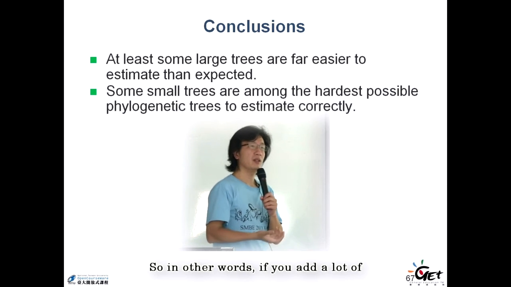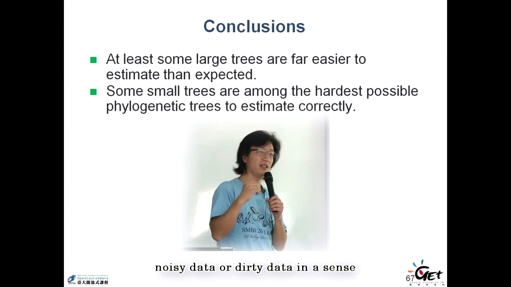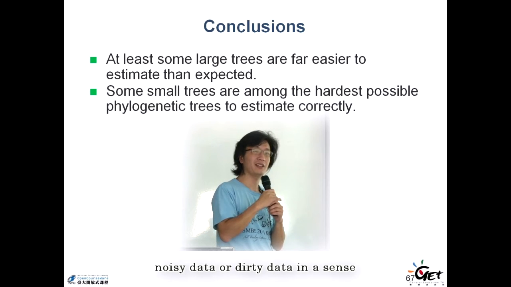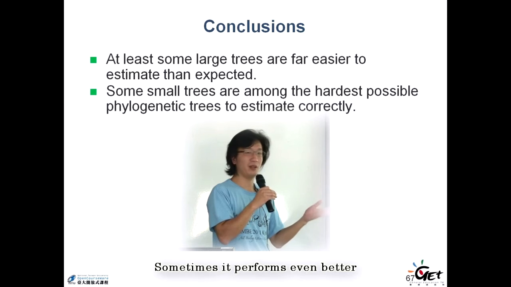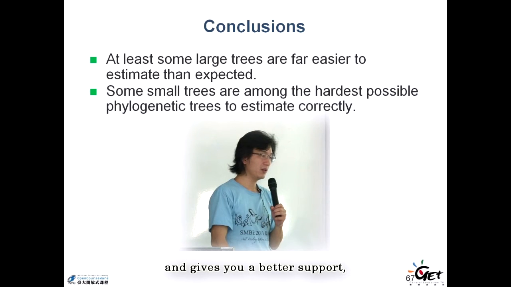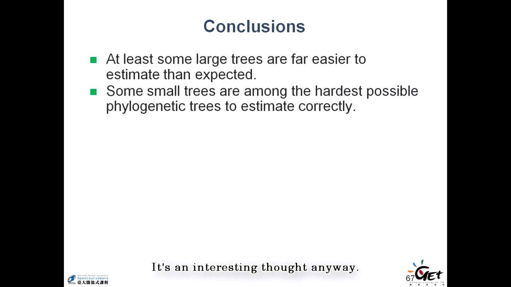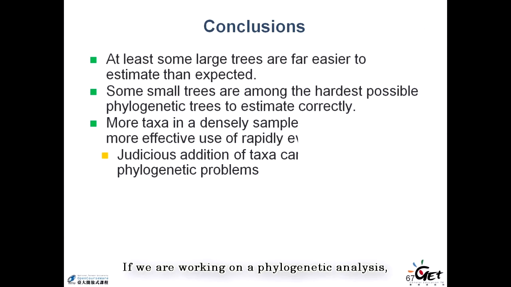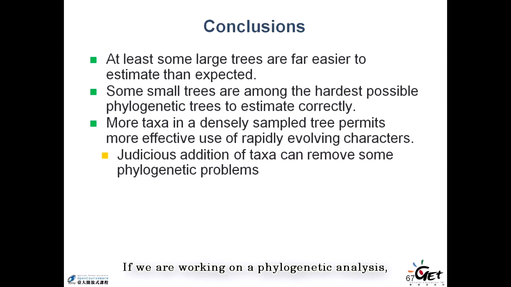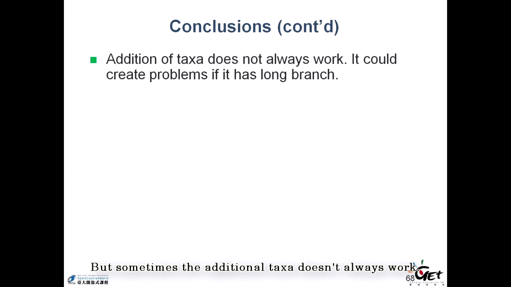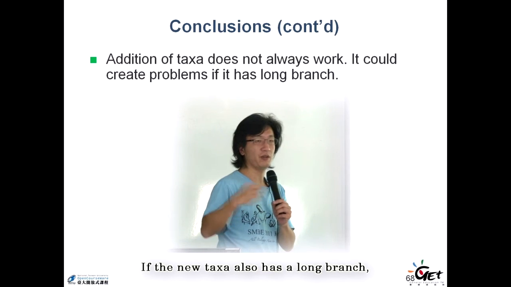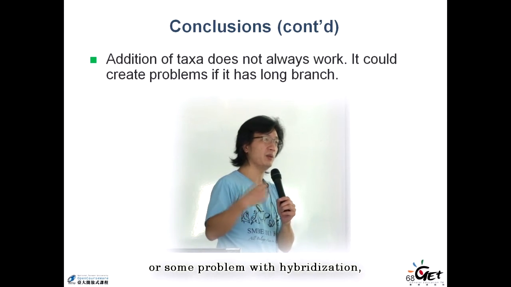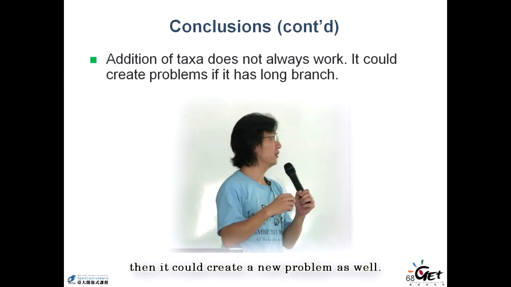So in other words, if you add a lot of noisy data, or dirty data in a sense, sometimes it performs even better and gives you better support, something like that. It's an interesting thought anyway. If we are working on a phylogenetic analysis, it's really better to add more taxa to give you a better resolution. But sometimes the addition of taxa doesn't always work. If the new taxa also have a long branch or some problem with hybridization, then it could create a new problem as well.